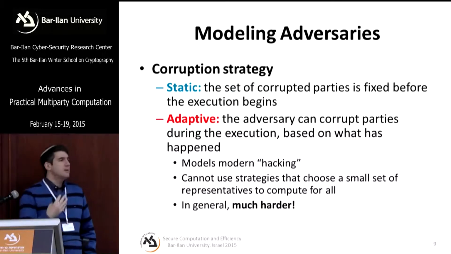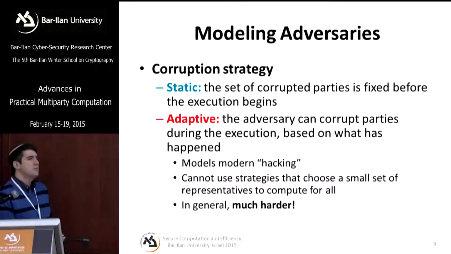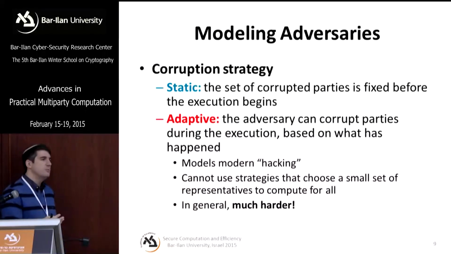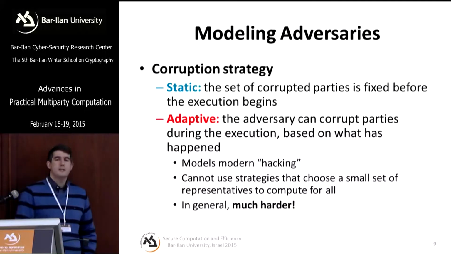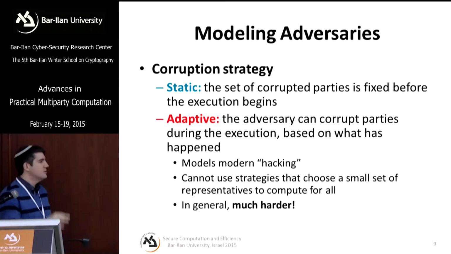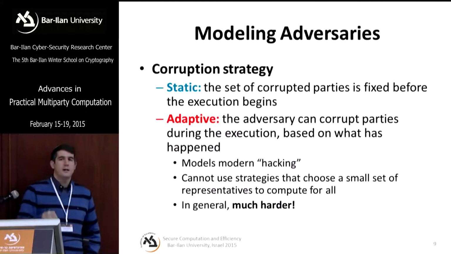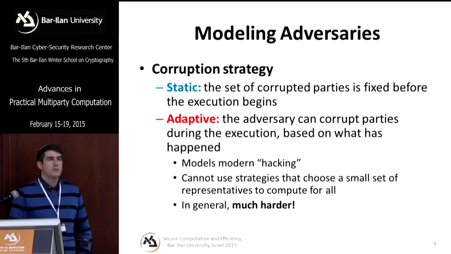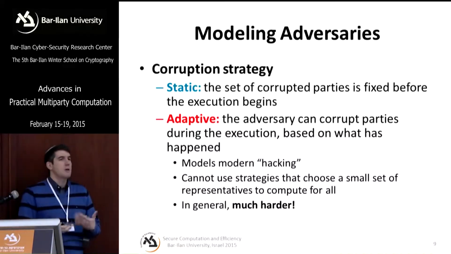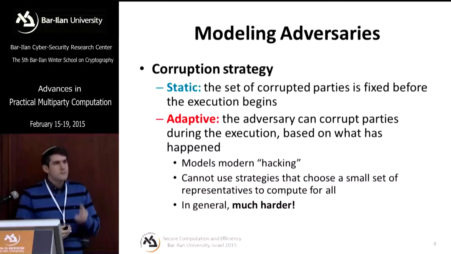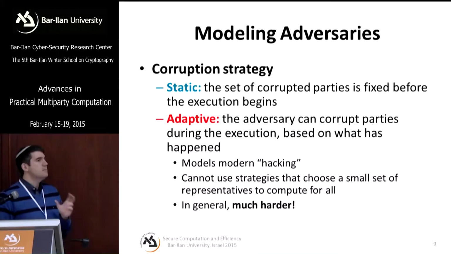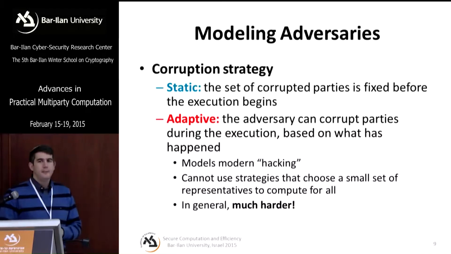Corruption strategy is also something we have to define. What do we assume about the adversary? There are two basic models. The static model means that we have a set of parties who wish to collaborate, and some of those are corrupted. Some of the parties are cheats, semi-honest or malicious, and they want to try to attack the protocol. But the set of corrupted parties is fixed before the execution begins.